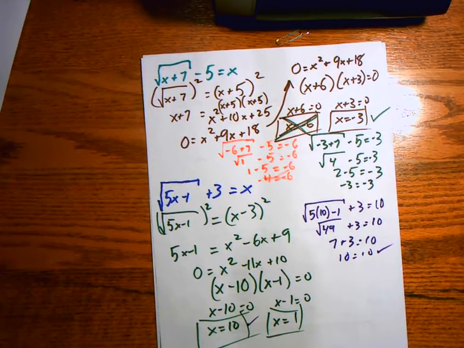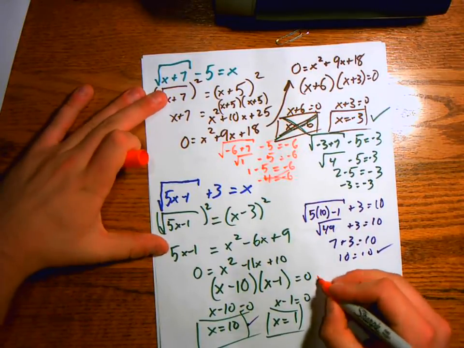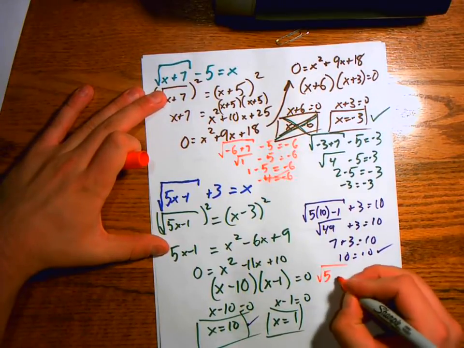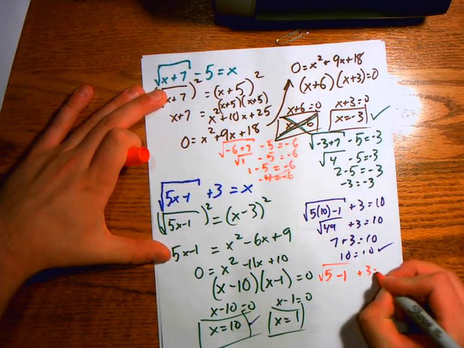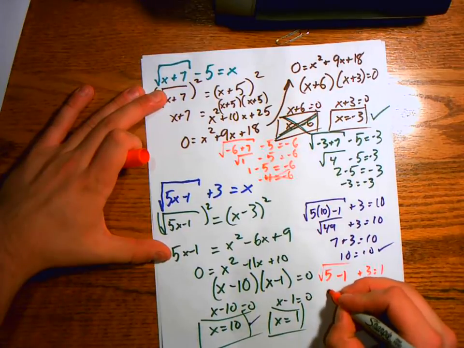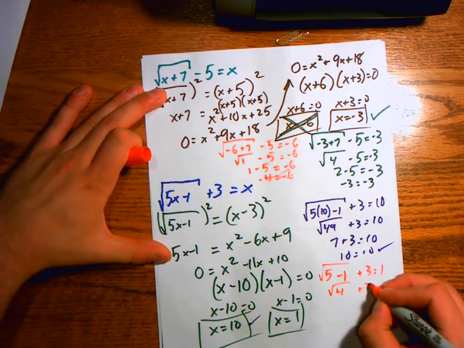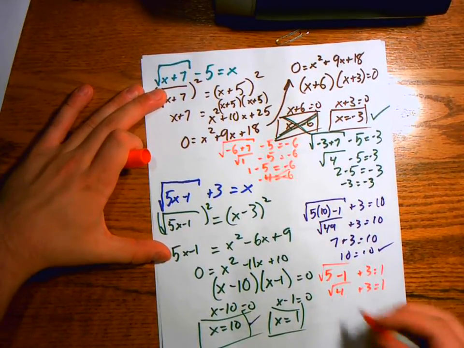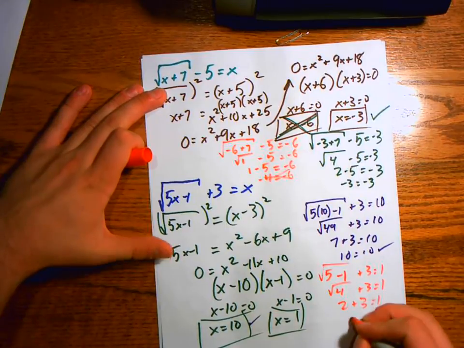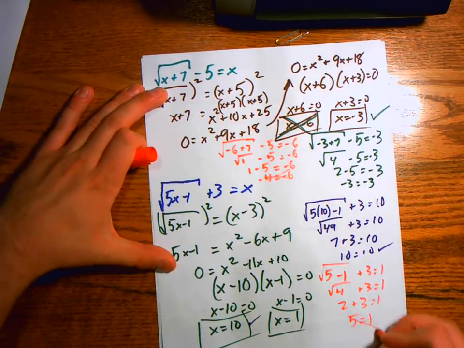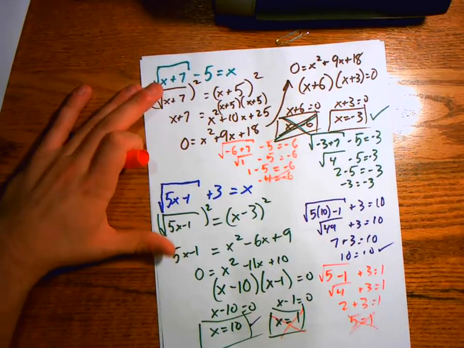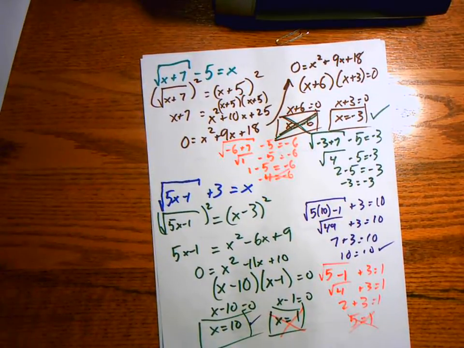Now let's check x equals 1. The square root of 5 times 1 is 5. 5 minus 1 is 4. Square root of 4 is 2. And 2 plus 3 is equal to 5, which is not 1. So that means this is not a solution. Your only answer is x equals 10.